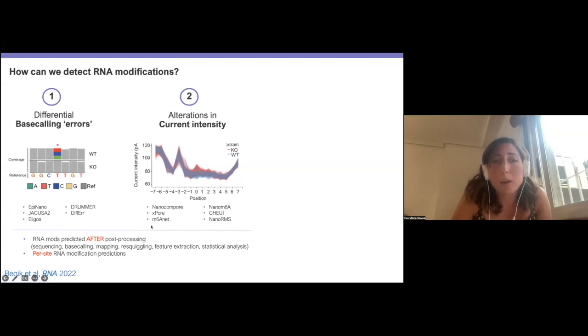And also it requires a lot of post-processing, which is a lot of computational effort, and also a lot of biases as well, right? Because by doing the sequencing, base calling, mapping, resquiggling, which I think has a major influence in how we bias which reads are actually resquiggled or not. So all this post-processing also biases which reads we can detect or not.